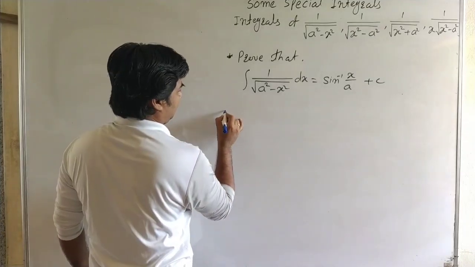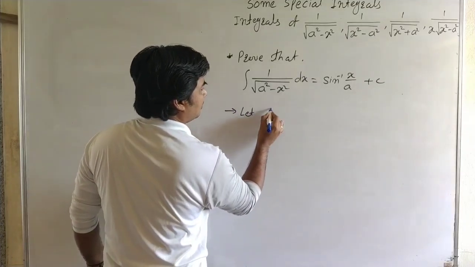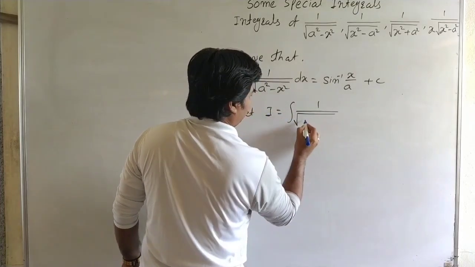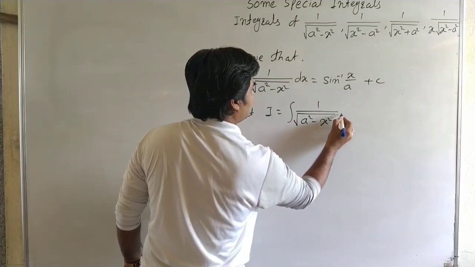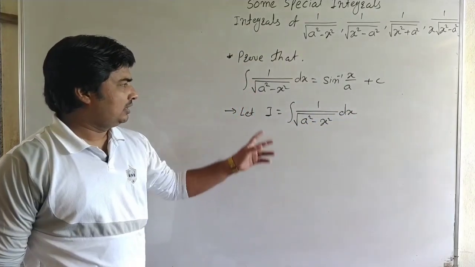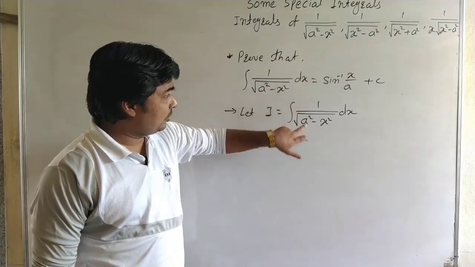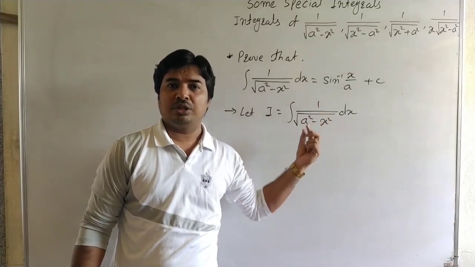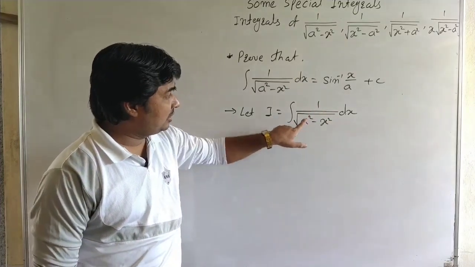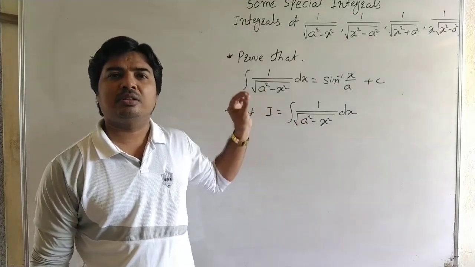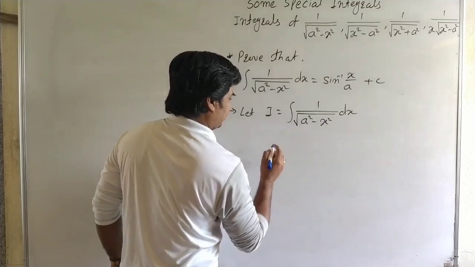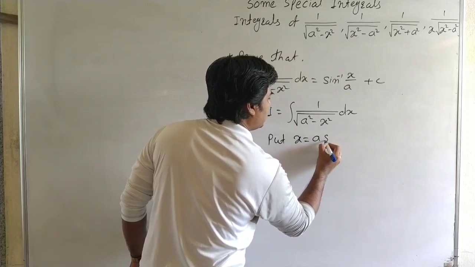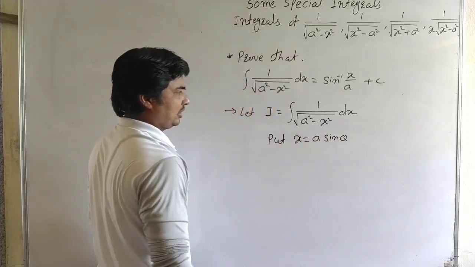Now proof. Let the integral be equal to 1 upon under root a square minus x square dx. Now to find this, in the last one without under root, for a square minus x square we could use the expansion, that is a plus b, a minus b equals a square minus b square. But here this term is in the under root, so we use the special substitution, and here a square minus x square, therefore we put x is equal to a sin theta. Okay, here it is a substitution, x is equal to a sin theta.